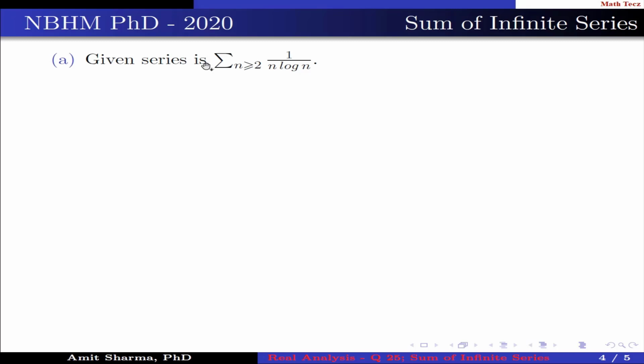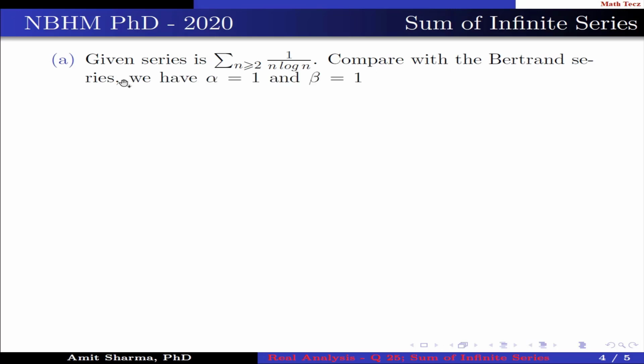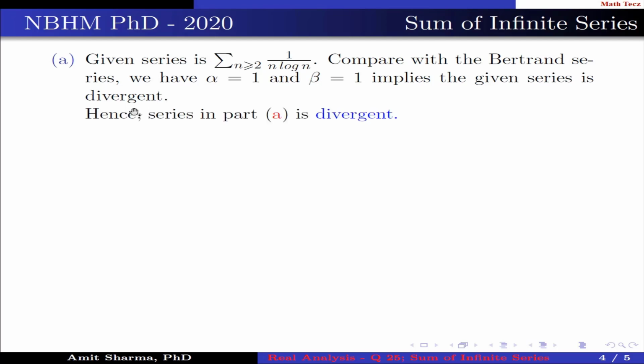Part A, given series is summation n greater than or equal to 2, 1 upon n log n. Compare with the Bertrand series. We have alpha equal to 1 and beta equal to 1. This implies the given series is divergent. Hence, series in part A is divergent.